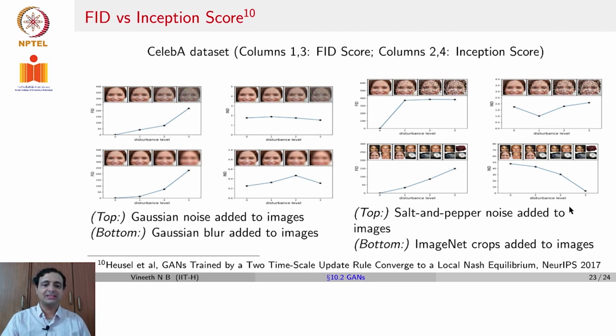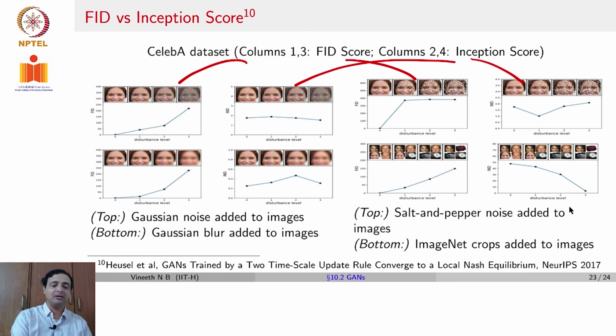So these are some results on a dataset known as the CelebA dataset, which contains face images of celebrities. In this particular example, the first column and the third column are FID scores, and the second column and the fourth column are inception scores. So remember, lower FID the better, higher inception the better.